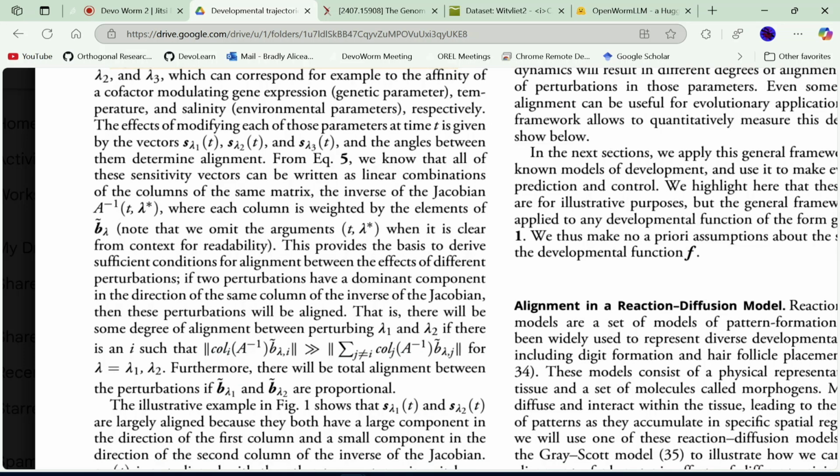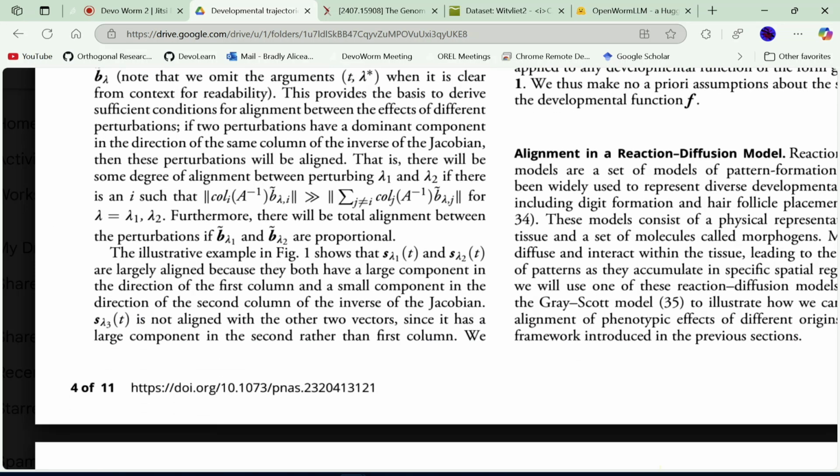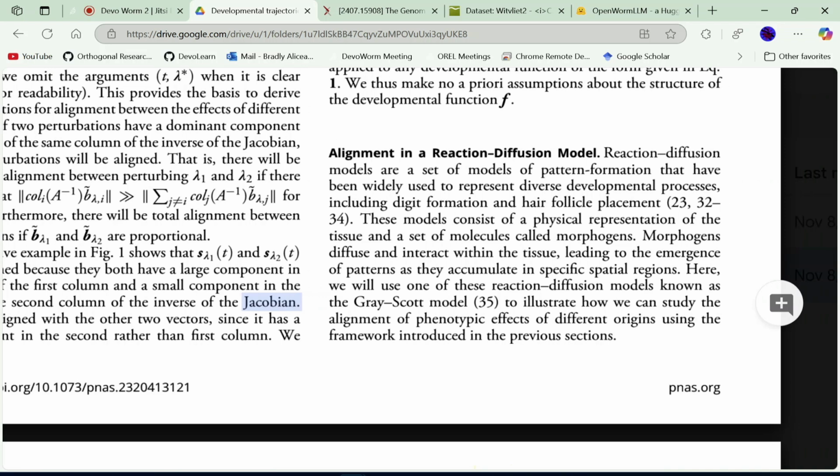So if two perturbations have a dominant component in the direction of the same column of the inverse of the Jacobian, then the perturbations will be aligned. That is, there will be some degree of alignment between perturbing 1 and 2 if there is an i such that this expression holds. Furthermore, there will be total alignment between the perturbations if B1 and B2 are proportional. So we have this mathematical model.